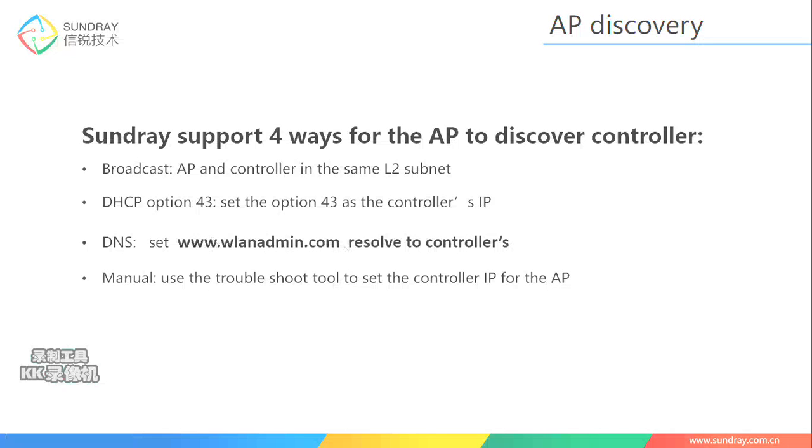So the access point will go to the controller to ask for the IP of this domain name. This domain name is set as the controller's IP. In this way, the access point will get the IP of the controller. So this is how we discover the controller. And lastly, we use the troubleshoot tool to set up the controller's IP for the access point. So this is manual setup.